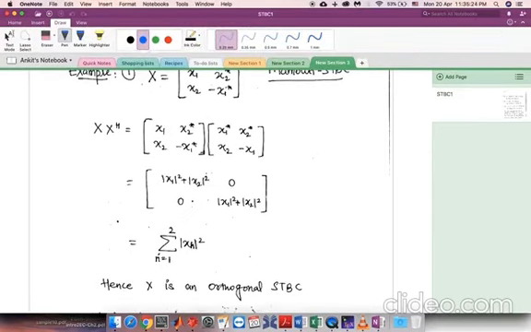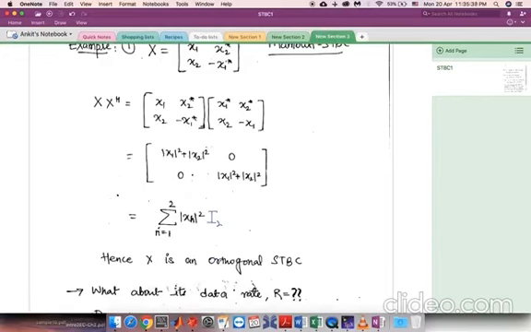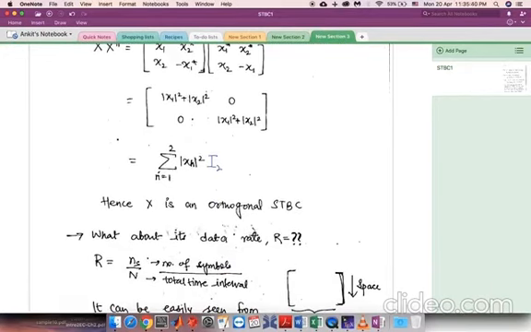It should be I, with 2, the identity matrix of size 2, right? So in a vague manner, we can say that it is an orthogonal STBC. Later on, we will see about the amicable orthogonality of A_n and B_n.